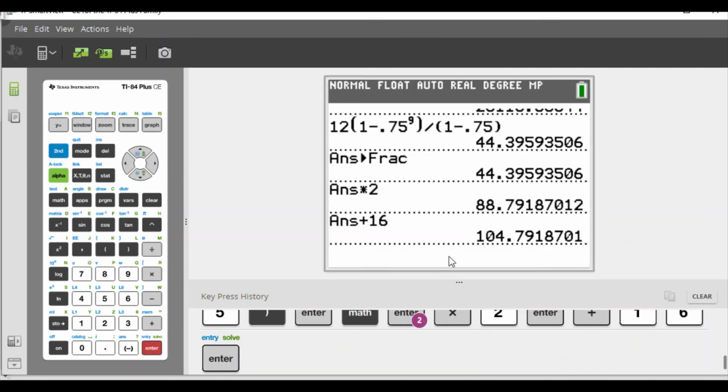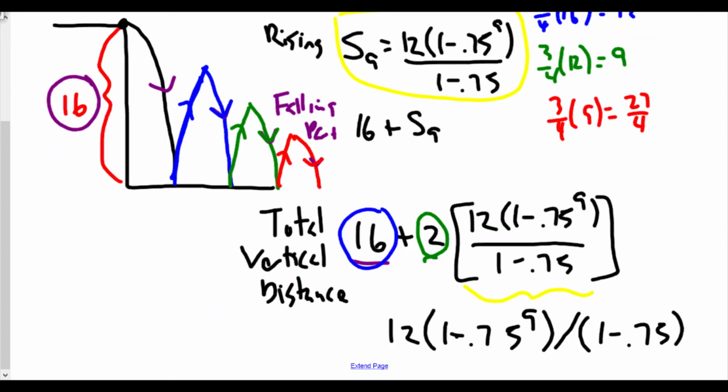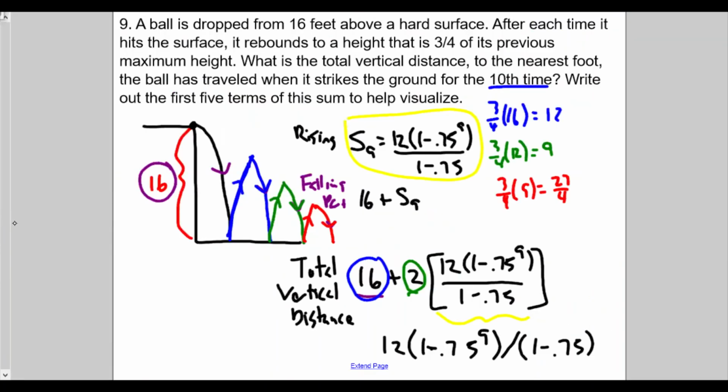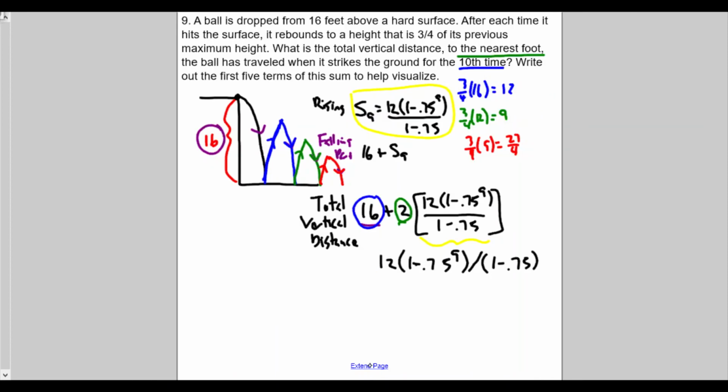And then after that, we're adding the 16 from the original fall. So we get 104.79. And we're going to go back and see it says round off to the nearest foot. To the nearest foot. And so 104.79 approximates to 105 feet as our total distance vertically traveled, vertical being up and down.